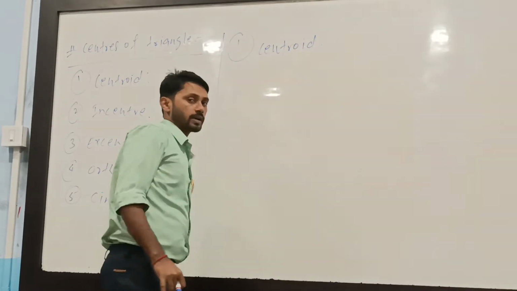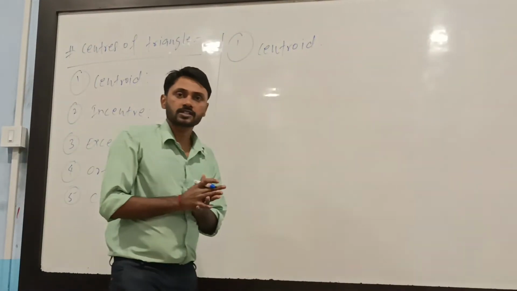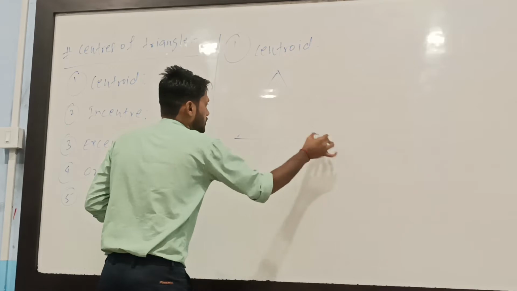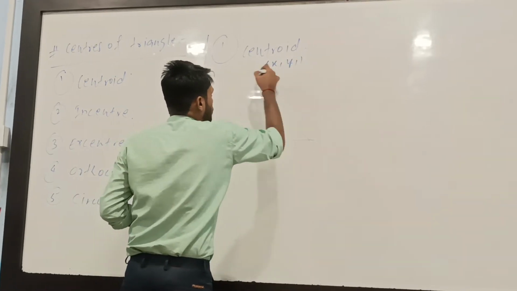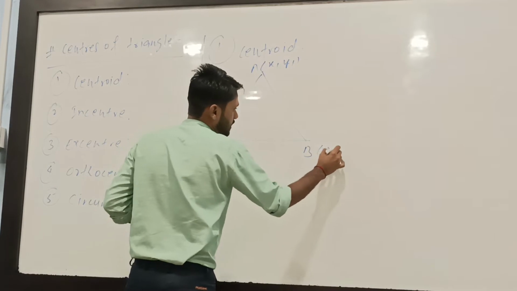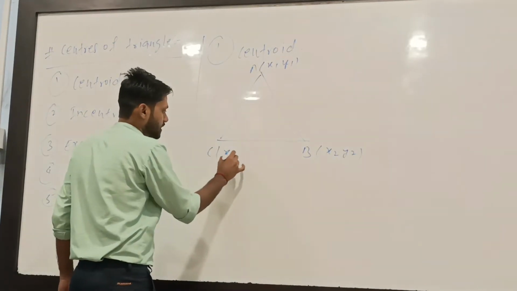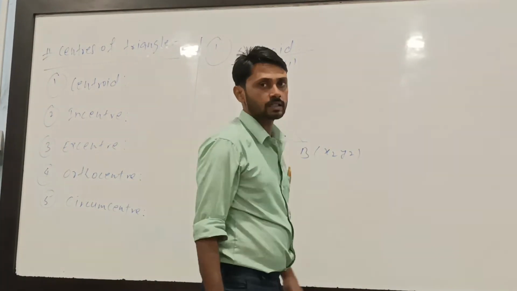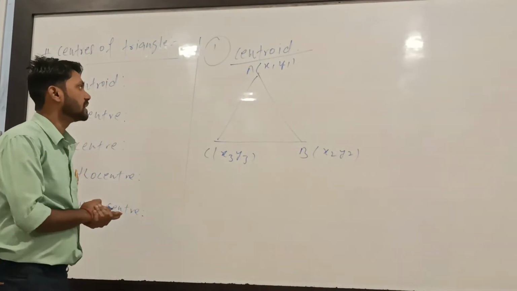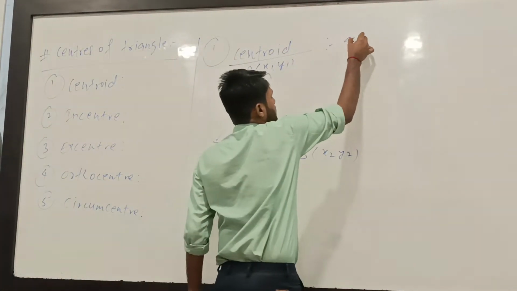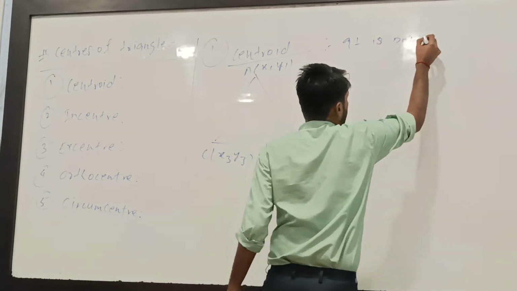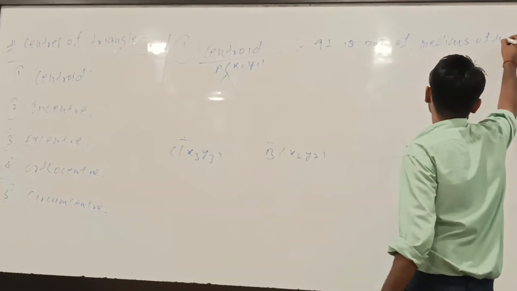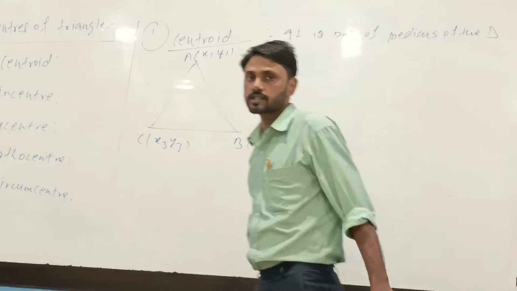First one is centroid. It is the point of intersection of medians. Suppose a triangle is given, with vertices A (x1, y1), B (x2, y2), and C (x3, y3). We want to find out the centroid of this triangle. So how can we calculate this? The definition of centroid says it is the point of intersection of the medians of the triangle.